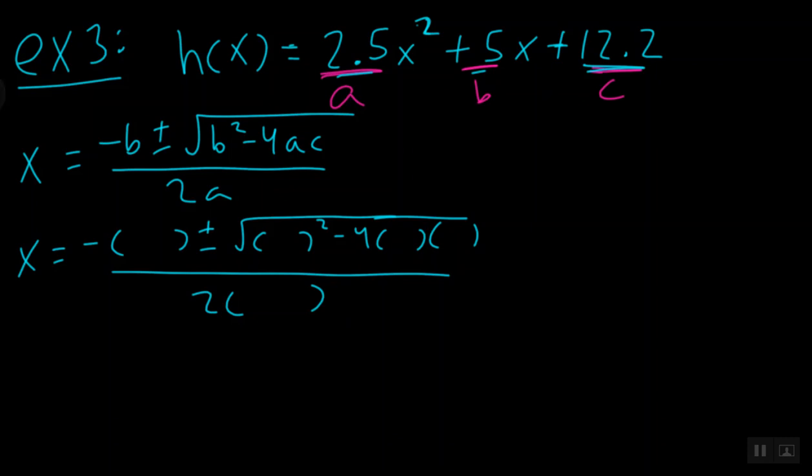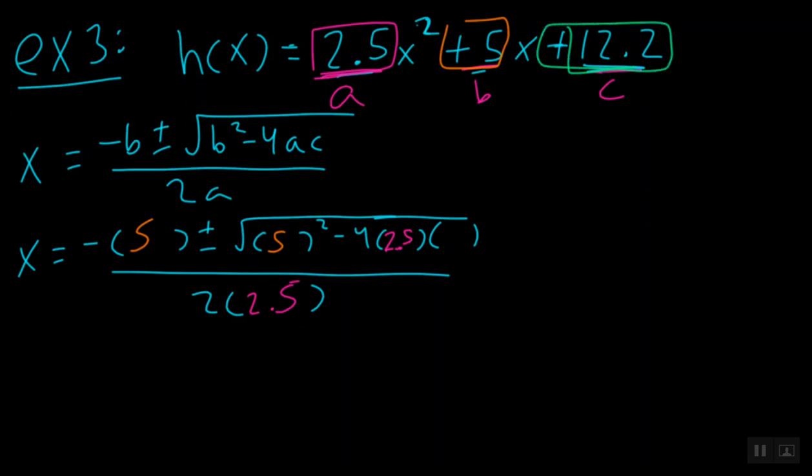Okay, so I'll start with my a terms, and I'll use those in purple. So let's see, a term 2.5, and a term right here 2.5. Okay, let's use my b term in orange. We have a positive 5. We have a positive 5. Oh, that's familiar. And lastly, let's go ahead and use this green for our positive 12.2. 12.2. Now from here, we'll of course simplify the outside.